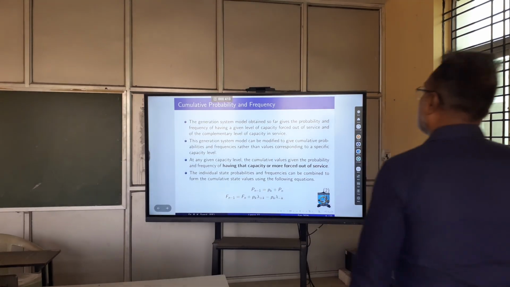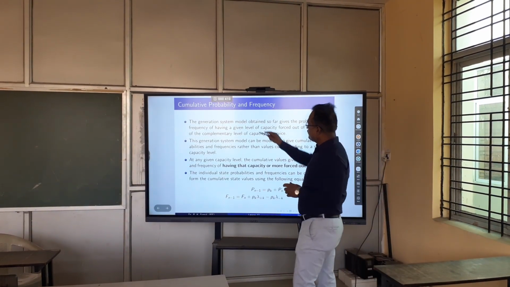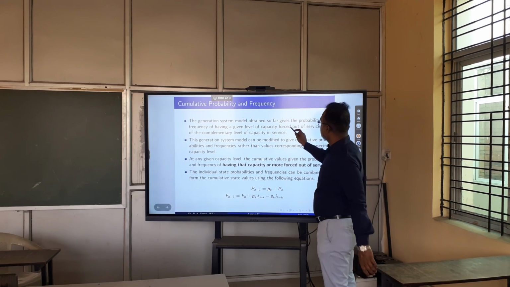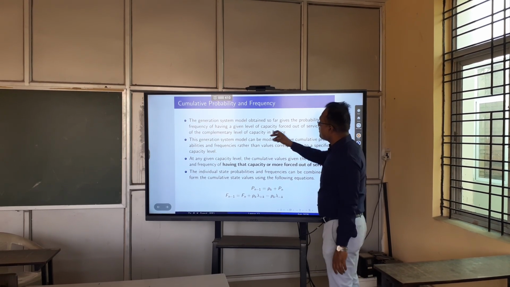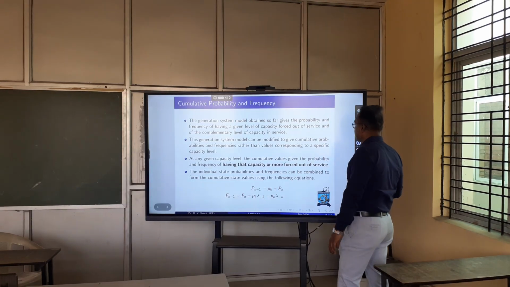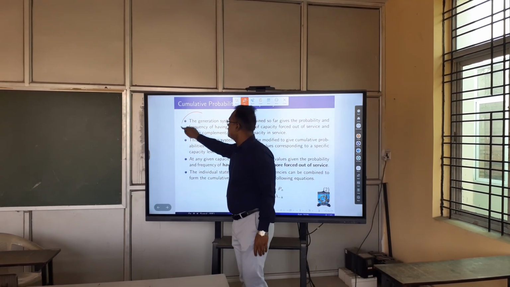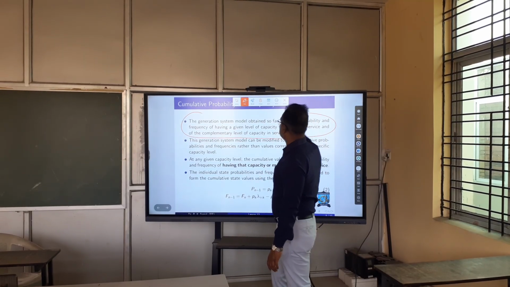Okay, so cumulative probability and frequency. The generation system model so far gives the probability and frequency of having a given level of capacity out of service and the complementary level of capacity in service. So this is what a typical generation model in reliability means.